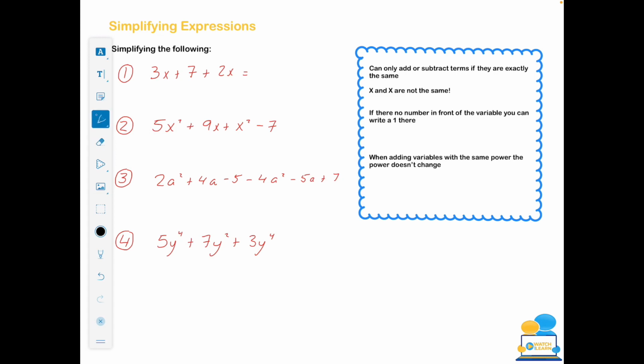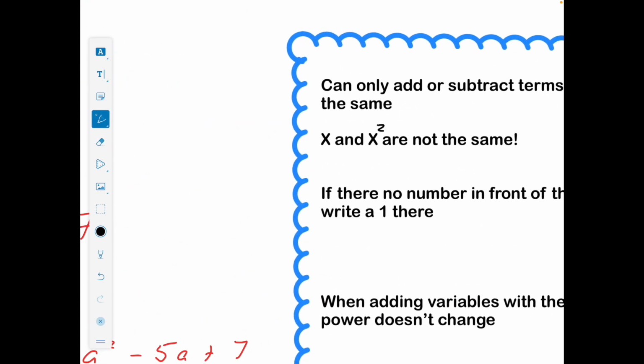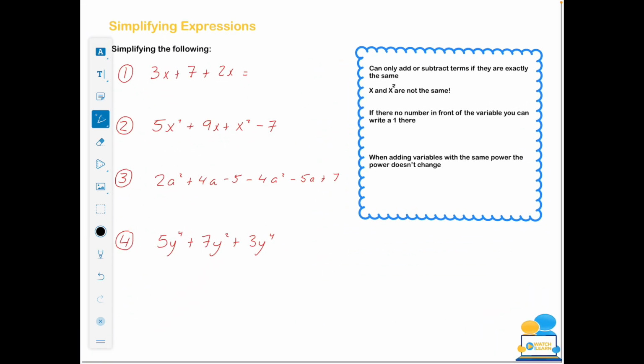Over on the right hand side here, we have some key rules. You can only add or subtract terms if they're exactly the same. So x and x squared are not the same. If you see x and x squared, you cannot add them together. The letters, or the variables, need to be exactly the same. So x and x squared aren't the same, y and y cubed aren't the same. The powers must also be the same to add or subtract them.